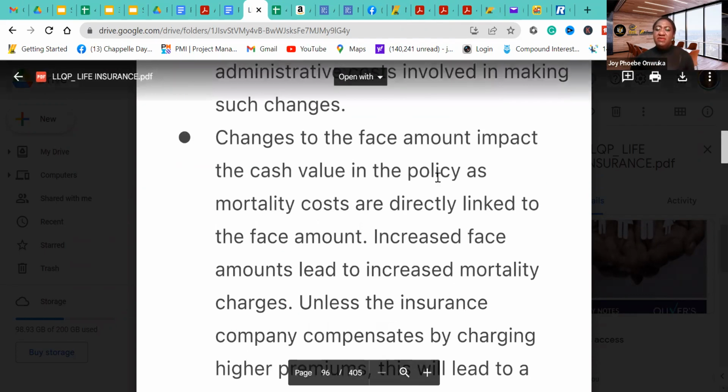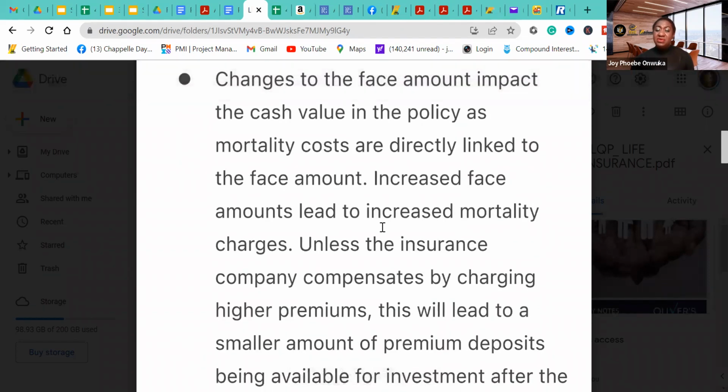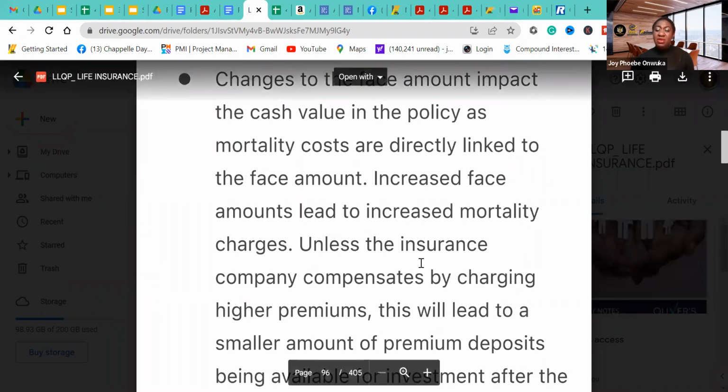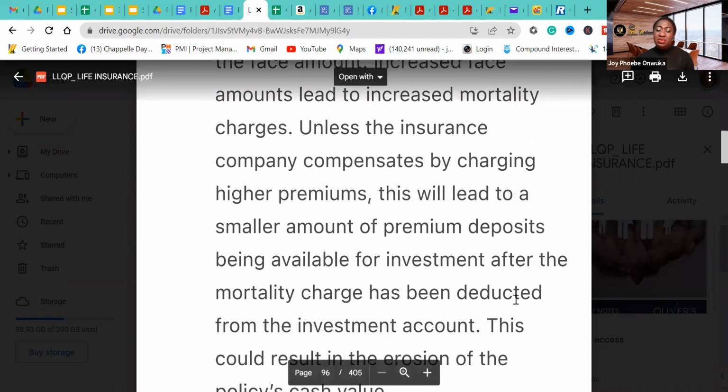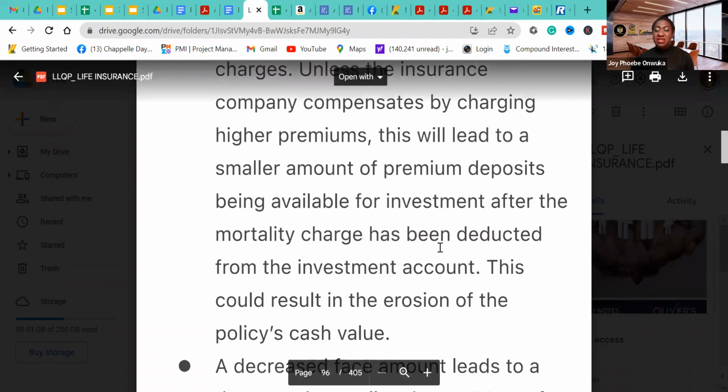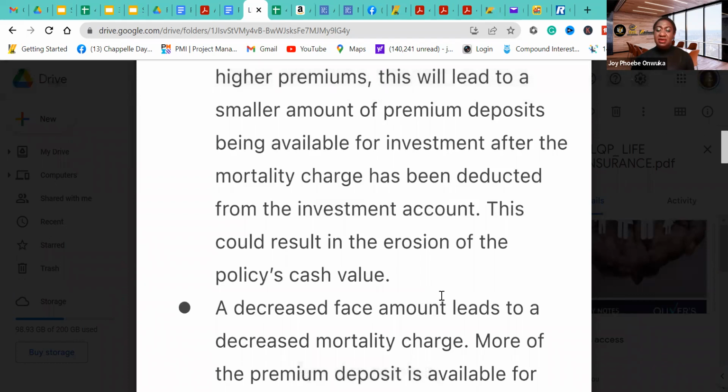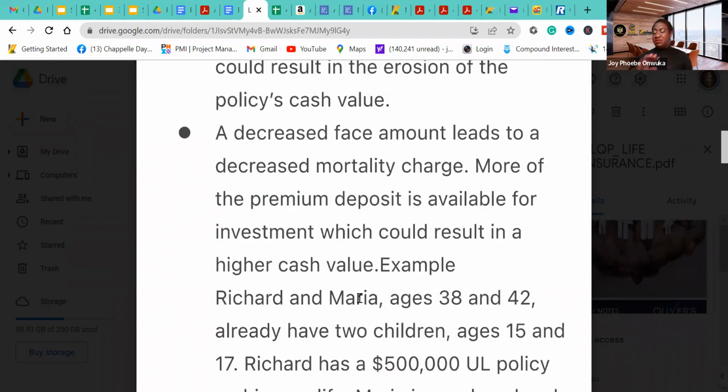Changes to the face amount impact the cash value in the policy as mortality costs are directly linked to the face amount. Increased face amount leads to increased mortality charges unless the insurance company compensates by charging higher premiums. And this would lead to a smaller amount of premium deposits being available for investment after the mortality charges have been deducted from the investment account. And this could result in the erosion of the policy's cash value. This is pretty much straightforward, okay?